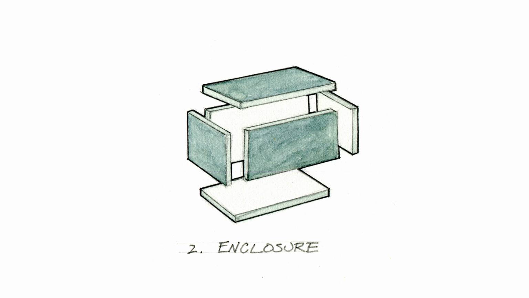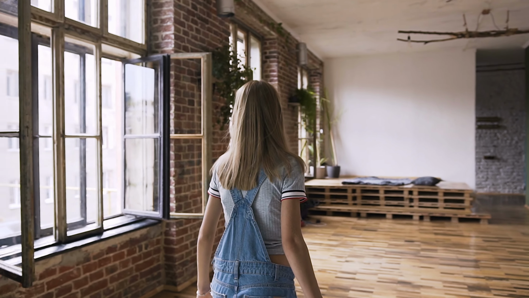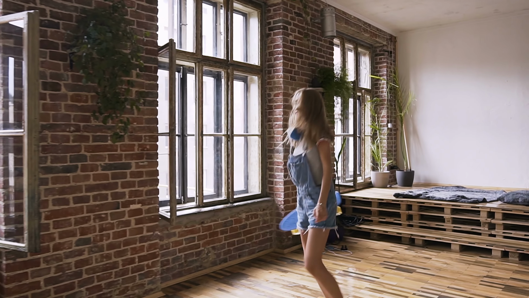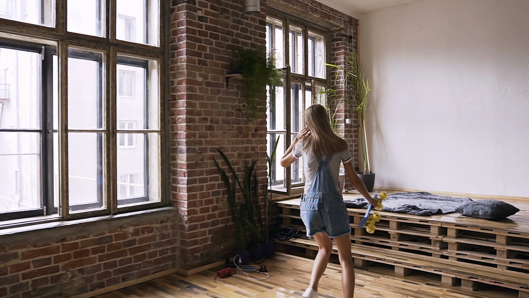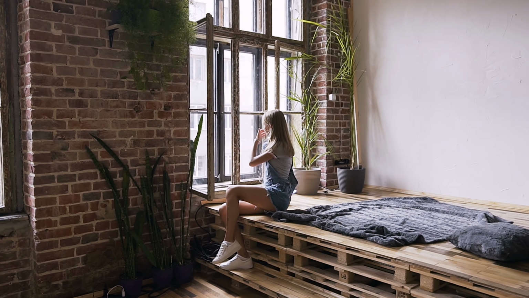Enclosure. Space is created through varying degrees and types of enclosure, from very open to very closed. People interact with walls, floors, doors, windows, and other elements of enclosure.